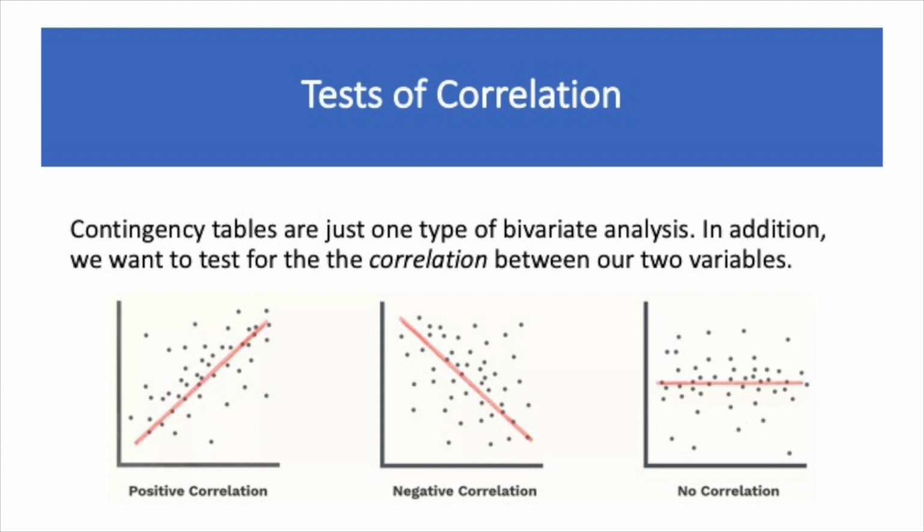Let's move on to tests of correlation. Because contingency tables are one type of bivariate analysis, but we might want to go a step further, and we might want to test for the correlation between our two variables. Correlations, or testing correlations, enables us to identify the magnitude or the strength of the relationship between the two variables that we are testing. Correlation tests also come in handy, particularly when we're using interval ratio variables, because we don't want to create a contingency table for those. So this is another reason why these tests of correlation are helpful for us.